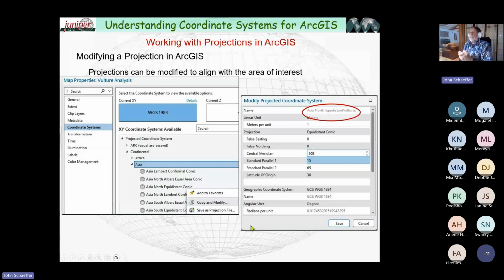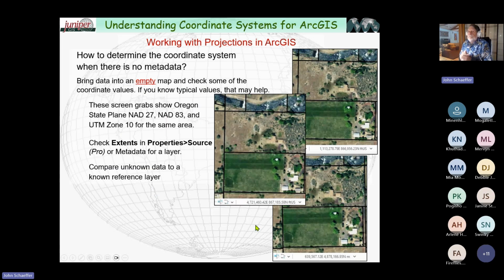Now, modifying a projection in ArcGIS, so you can actually make your own projection. I'm making the assumption that whoever set up the South Africa national vegetation map customized it. They started with something that made sense, and then they went on and basically changed it, okay? So I'm going to show you how to do that and basically to make it work for your data.